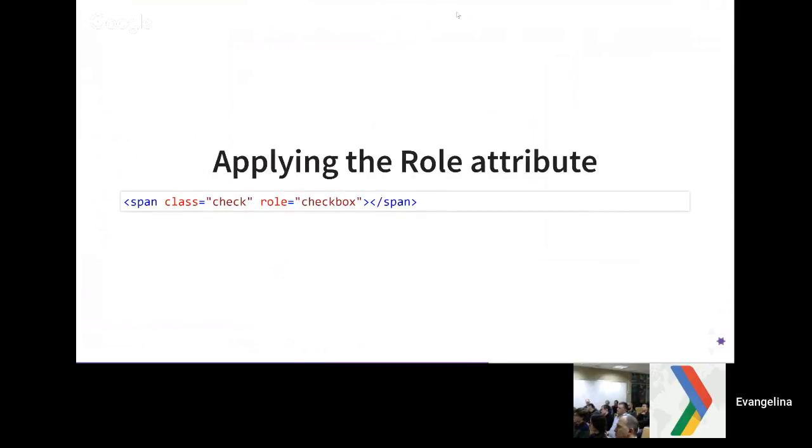So to begin with, we apply the role attribute of checkbox, and from now on, the assistive technology will tell the user this is a checkbox, even though we are using a span tag.